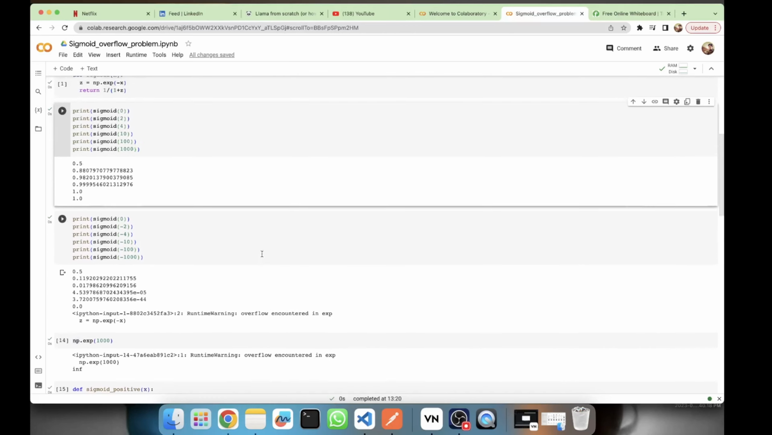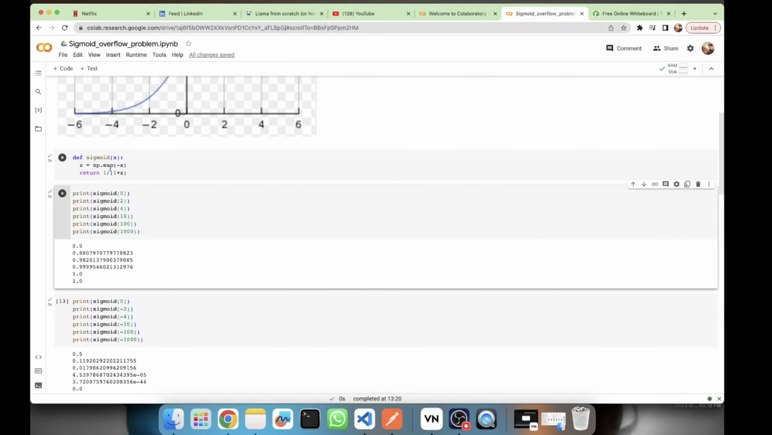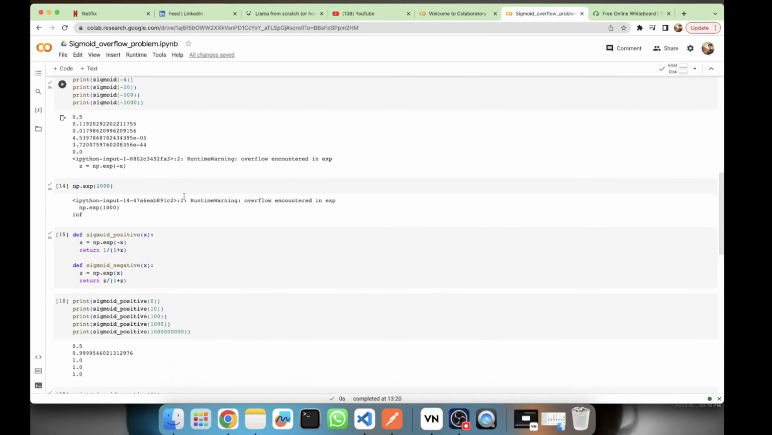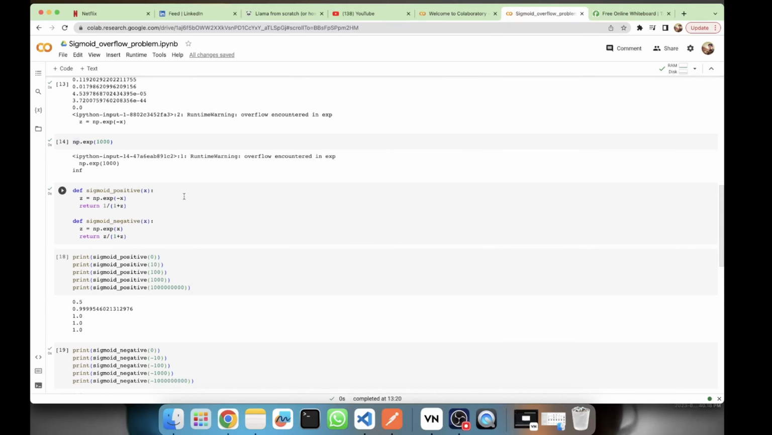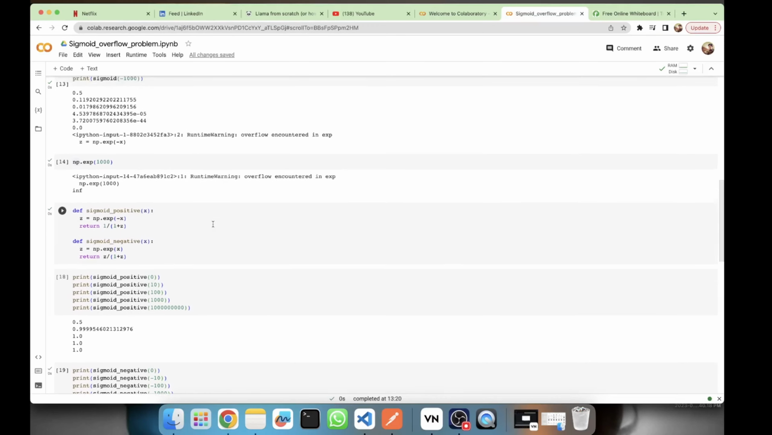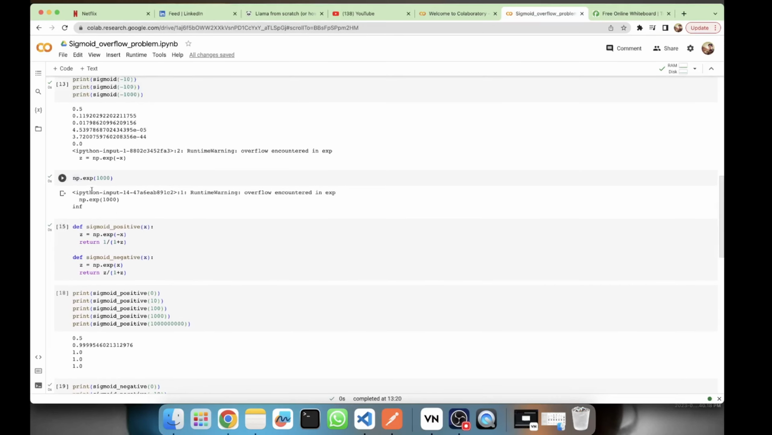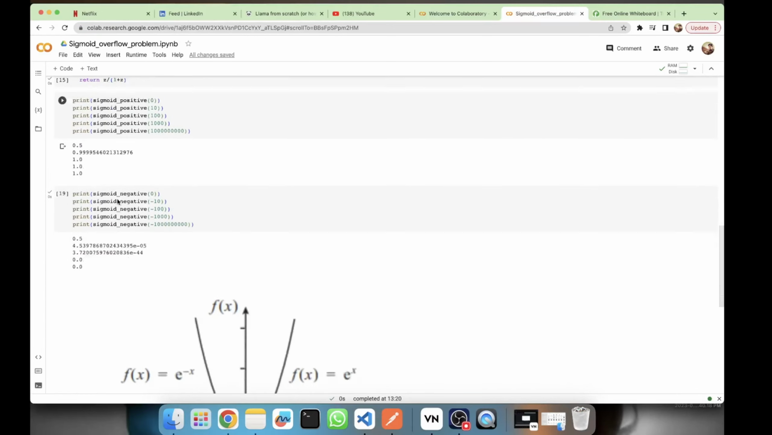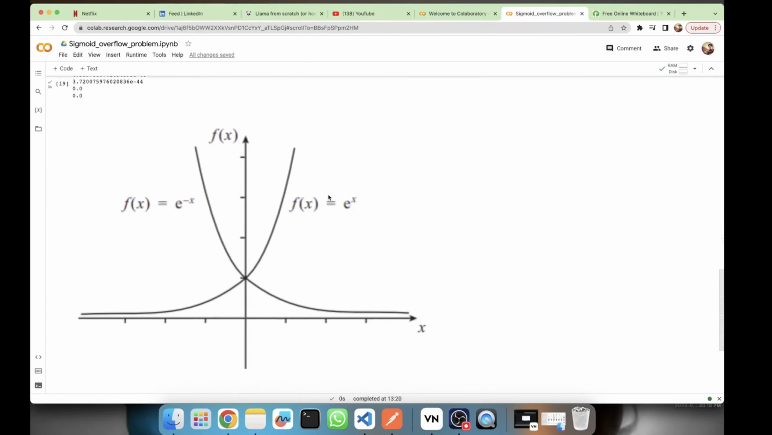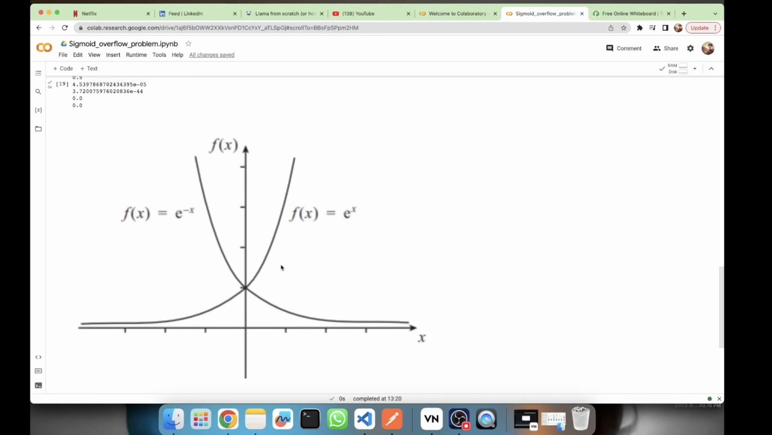So we understood that the overflow error is coming from this function, the exponential function. Okay, so why is it happening that you are facing an overflow error here? So let's just see what the graph of e to the power x is. This is how the graph of e to the power x and e to the power minus x looks like. This is e to the power minus x and this is e to the power x.